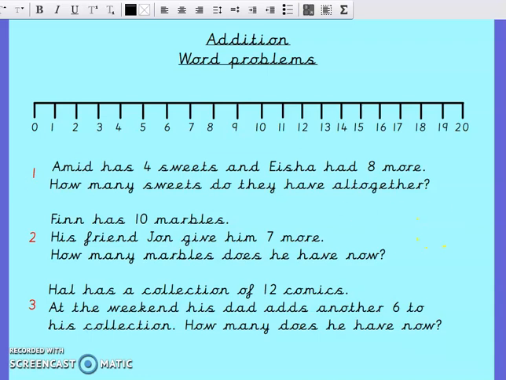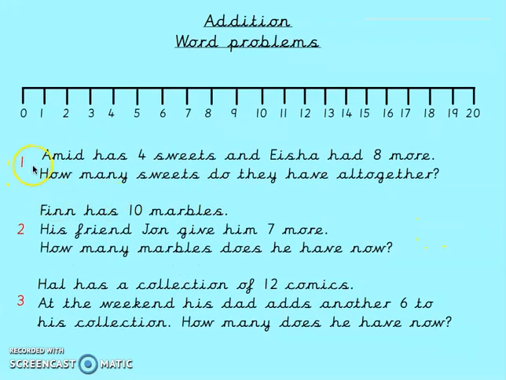Okay, so number 1 says, Amid has 4 sweets and Isha has 8 more. How many sweets do they have altogether? Now for this first one, I'm just going to remind you what we do. We colour in the numbers so that we spot the numbers, don't we? There they are. And then we look for the key words. Amid has 4 sweets and Isha has 8 more. How many sweets do they have altogether? So we know that's an addition sentence. Okay, take your time, pause me, come back to me when you're ready for question number 2.